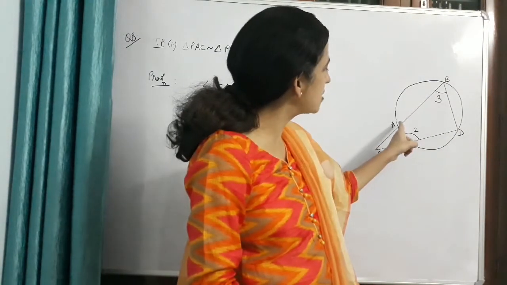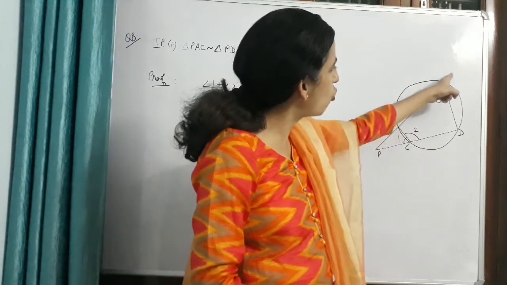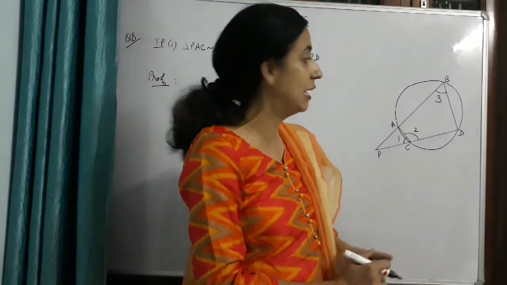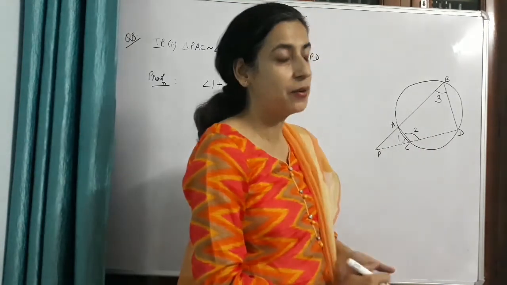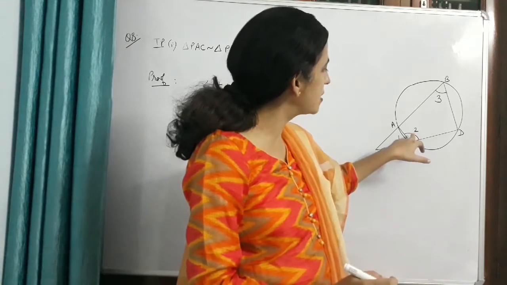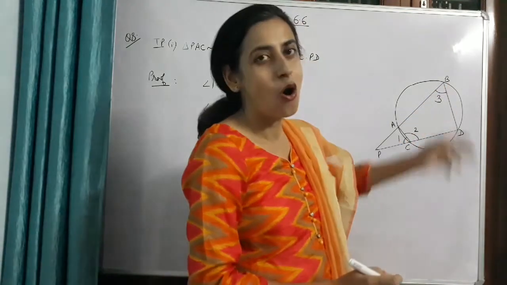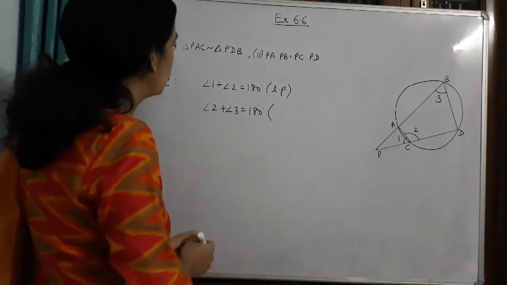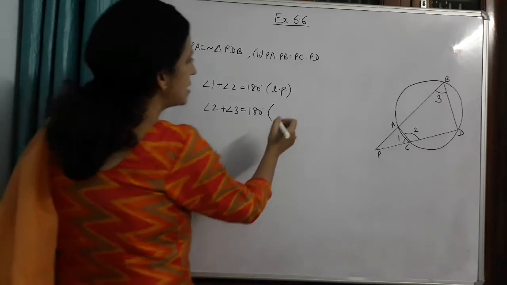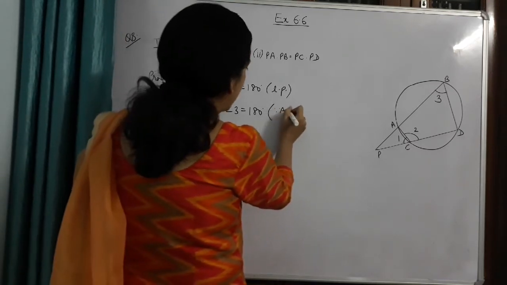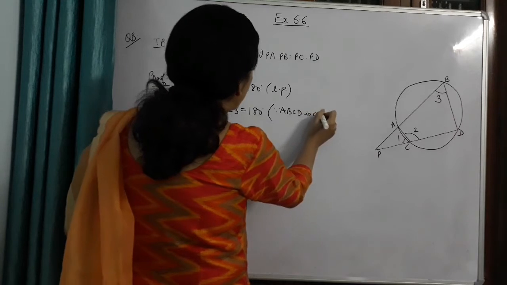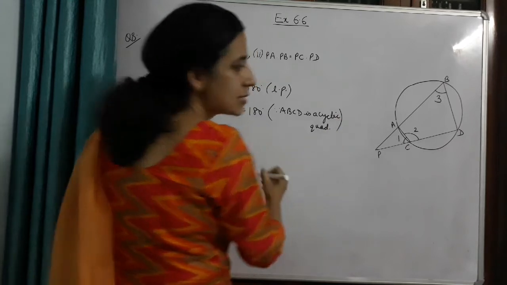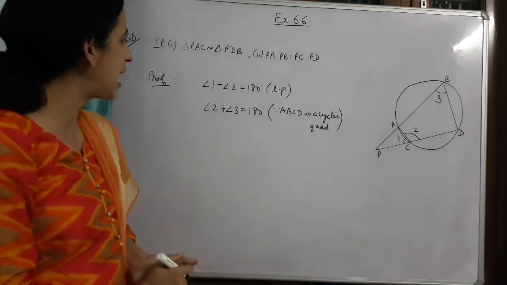A cyclic quadrilateral means a quadrilateral whose all four vertices lie on the circle. This we have already studied in class 9th, and we have also studied that the sum of opposite angles of a cyclic quadrilateral is 180 degrees. That is why angle 2 plus angle 3 is 180 degrees, since ABCD is a cyclic quadrilateral, and the sum of opposite angles of a cyclic quadrilateral is 180 degrees.